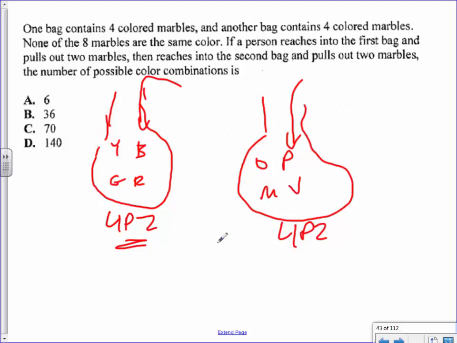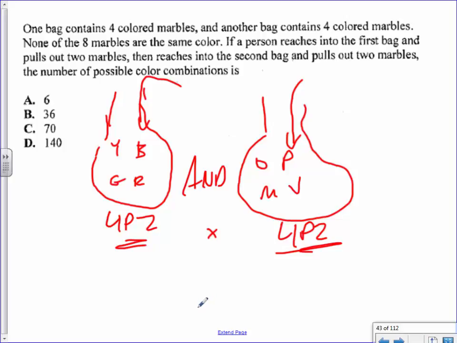Well, what do I do with this 4P2 and this 4P2? What should I do with them now? Okay, let's talk about add versus multiply. What does add mean? Add means an or. Did you reach into this bag or you reach into this bag? No, you reach into this bag and you reach into this bag. So if you have to do multiple things, and means multiply. So I need 4 pick 2 times another 4 pick 2. So 144? Yeah, I was worried about that.